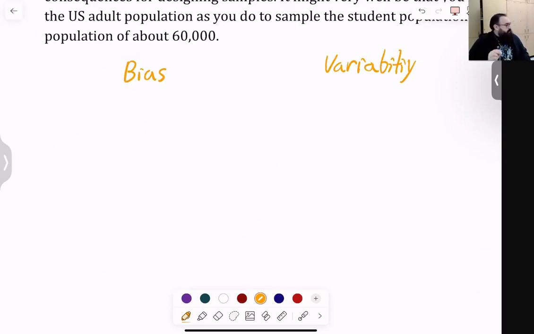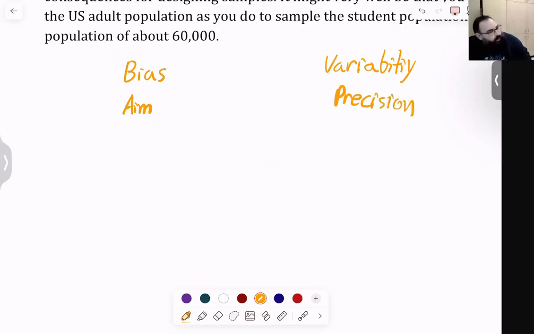The way I like to think about bias, imagine if you're in an archery competition. It's like you're shooting, I don't want to talk about guns, so let's talk about archery. So your bias is your aim. Your variability is your precision. So I want somebody to answer that for me. What do you think I mean by aim and by precision?